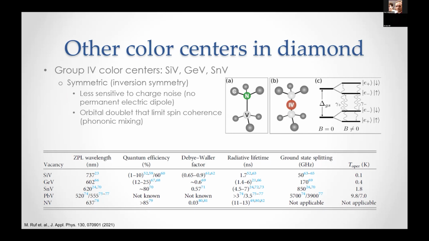You need low temperatures. Why? In this table, all of these group 4 defects do not have an orbital singlet in the ground state. They have an orbital doublet. What happens when you have an orbital doublet? Phonons mix them. And if phonons mix them, we're dead. So to stop phonons from mixing your doublets, you have to cool down.